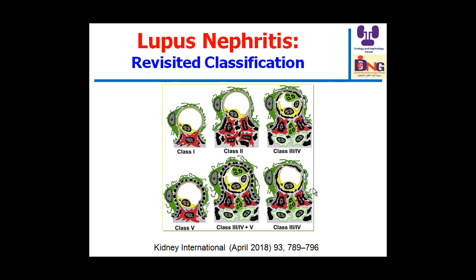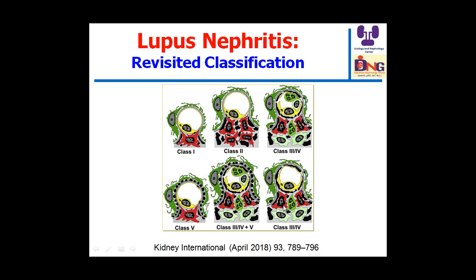Regarding the classes, this is class 1. You can find some scattered immune deposits. In class 2, mesangial proliferation and mesangial deposits. Class 3 and 4, focal and diffuse proliferative with subendothelial deposits. The hallmark is subendothelial deposits. Class 5, membranous with subepithelial deposits, and you can find class 3 and 4 combined. So you can find subepithelial deposits of class 5 with subendothelial deposits of class 3 and 4. So you can find all these combinations.